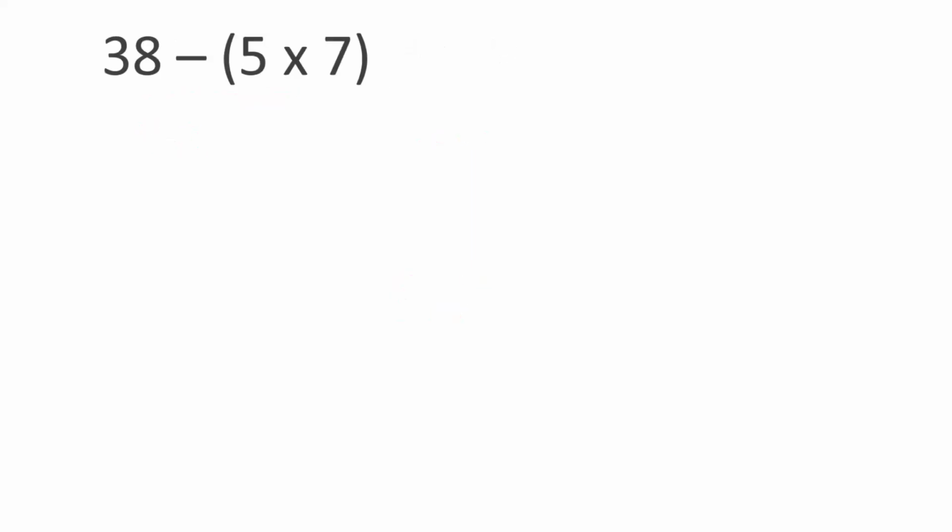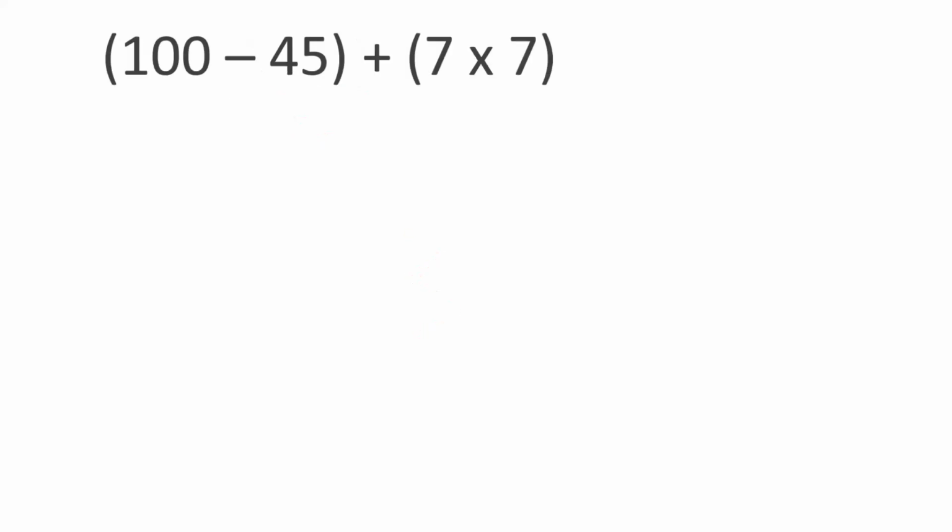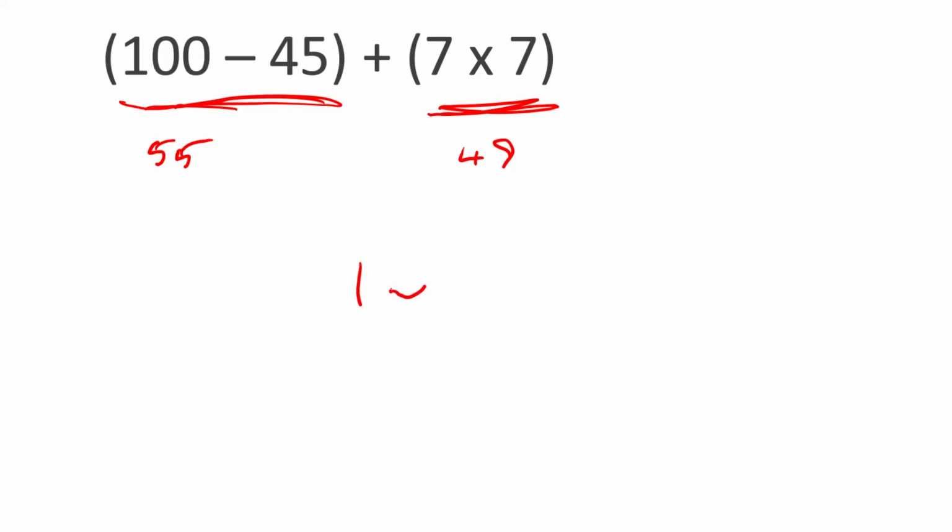38 minus 5 by 7, 7 fives, 35. So we've really got 38 minus 35, and that will give us the big answer of 3. 100 minus 45, well, that's 55, plus 7 sevens are 49. So we have 55 plus 49 for our answer of 104.